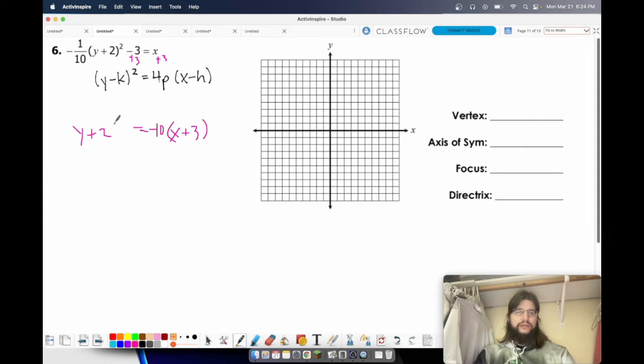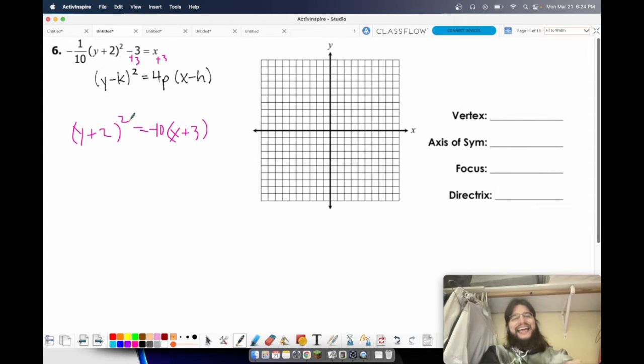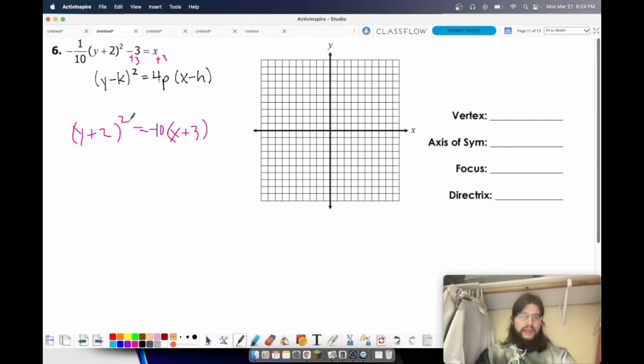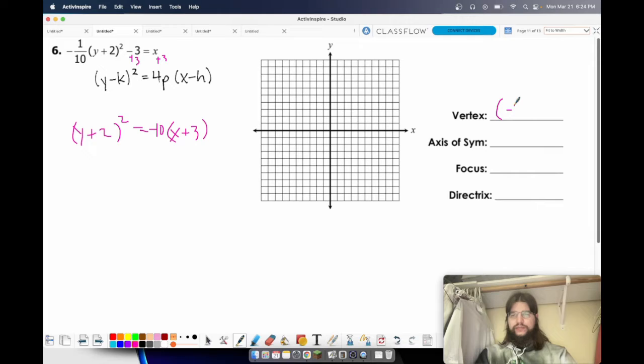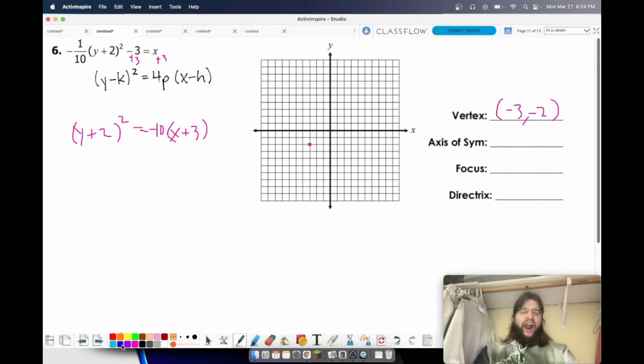Y plus 2 squared. Now it's in standard form. So we can see our vertex is -3, -2. Plot it. And then let's figure out what p is.